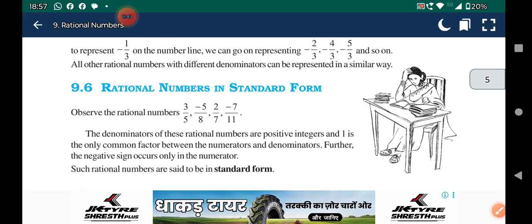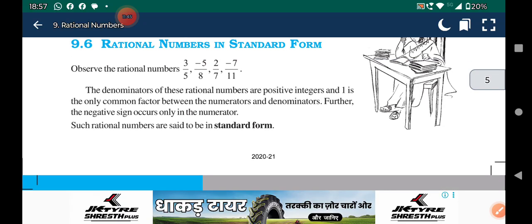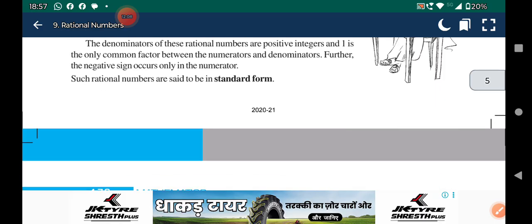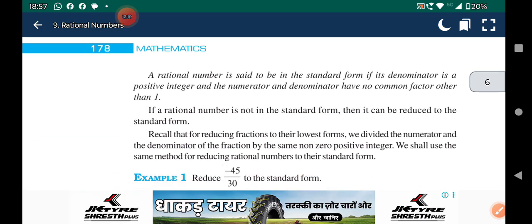Rational numbers in standard form. Observe the rational numbers 3 by 5, minus 5 by 8, minus 2 by 7, minus 7 by 11. The denominators of these rational numbers are positive integers, and 1 is the only common factor between the numerators and denominators. Further, the negative sign occurs only in the numerator. Such rational numbers are said to be in standard form.